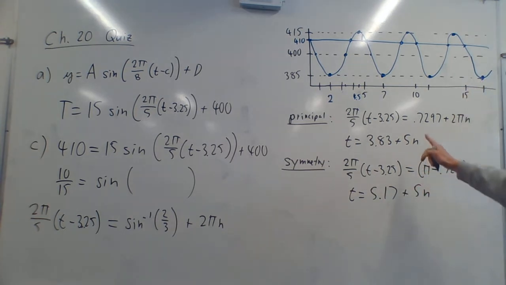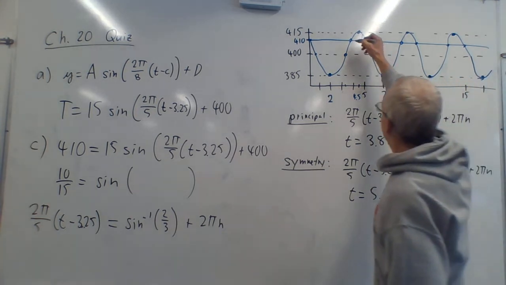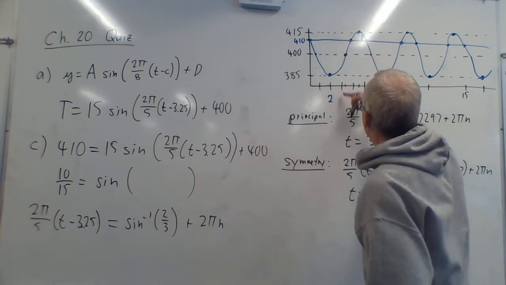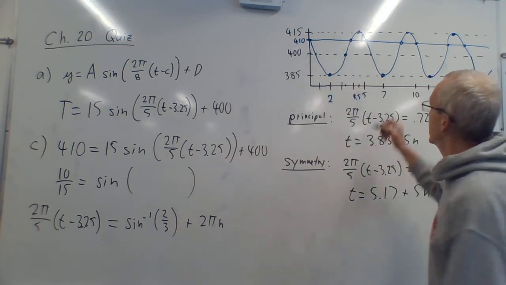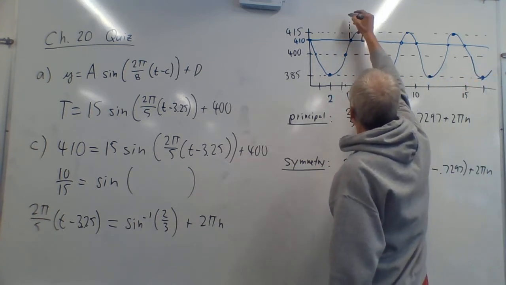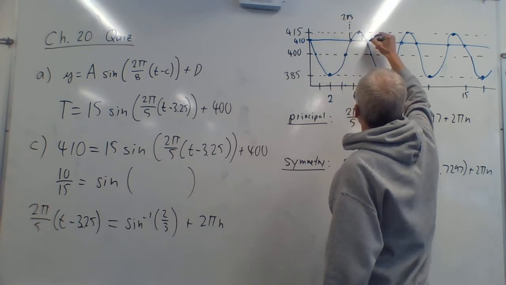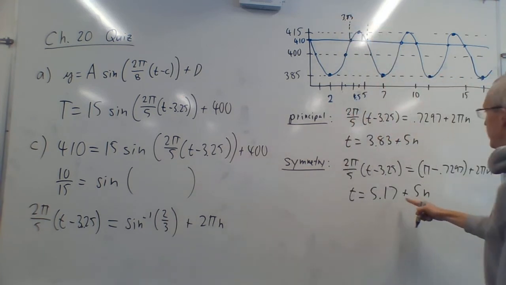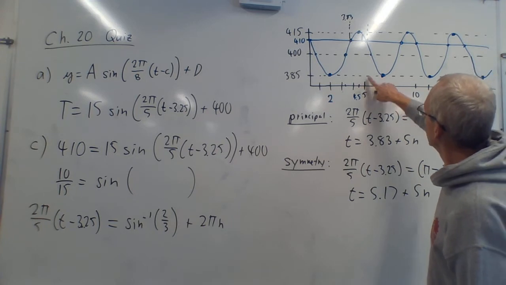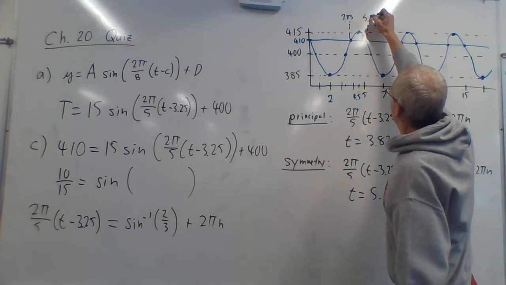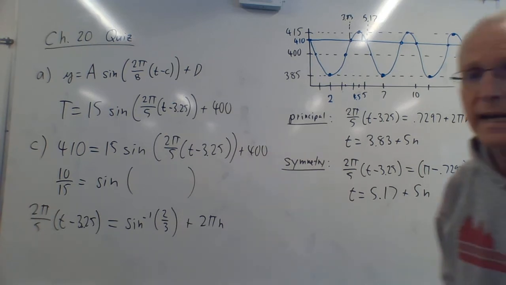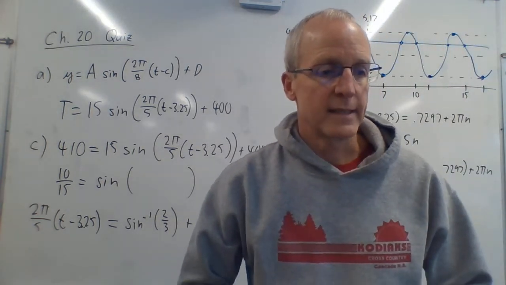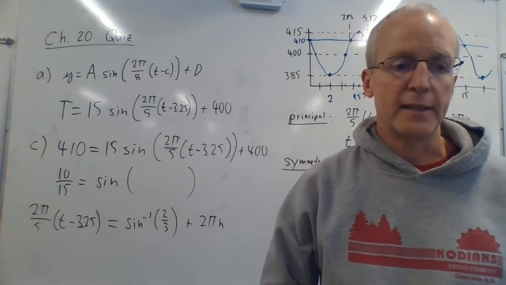Okay, so this is the 3.83. Right there, that's the first one, at 3.83, which it looks like it is, right? Here's 3.25, 3.83. Yeah, that makes sense. This time here is the other one, 5.17, which it looks like, a little after 5. Sure enough, 5.17. That's good. So that's one cycle. Anyway, that's what I called part C, solving for that.